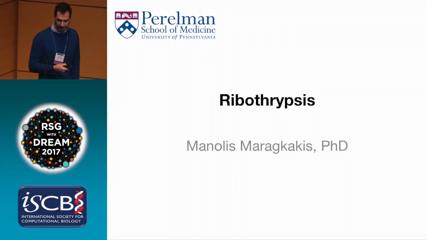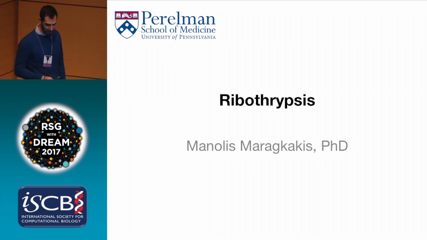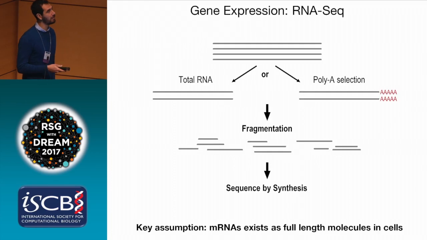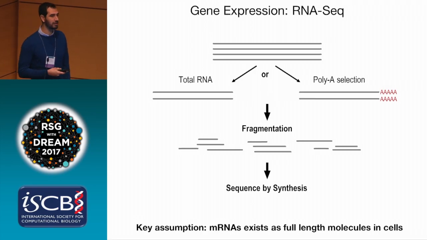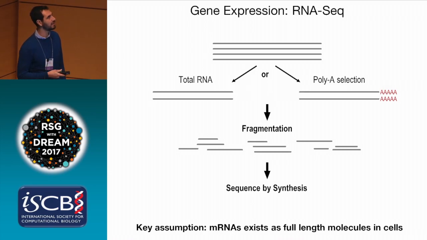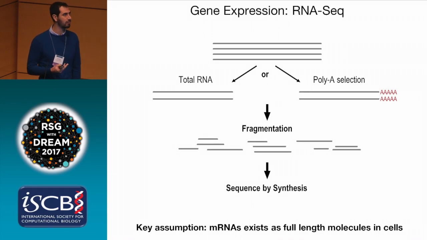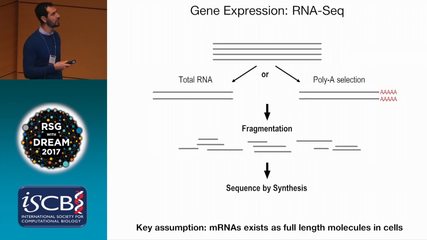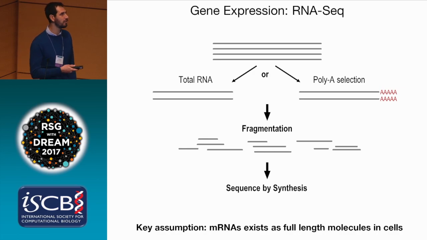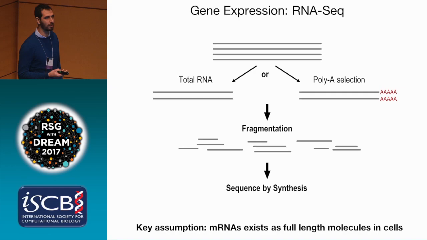analyzing RNA-seq experiments and in general RNA gene expression profiling data. So typically, in any gene expression assay, and particularly RNA-seq, one of the main assumptions that we make is that the RNA that we're getting exists largely as full-length molecules in cells. So we isolate RNA and we do the fragmentation step, and then we sequence by synthesis. We assume that these fragments are coming from full-length molecules.